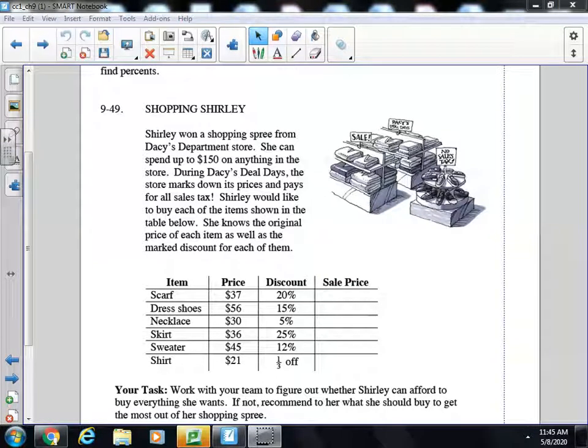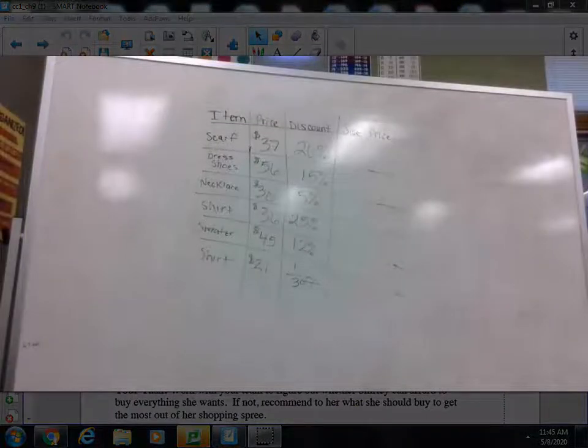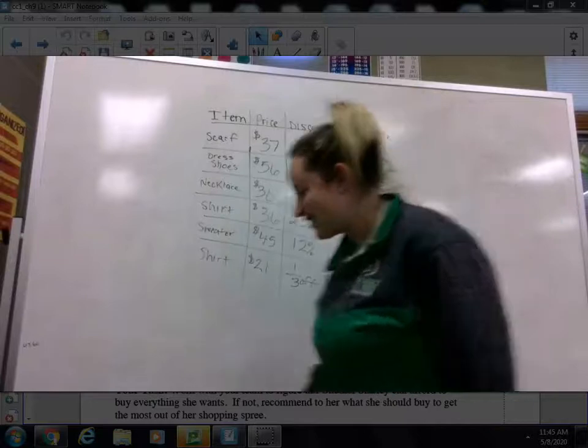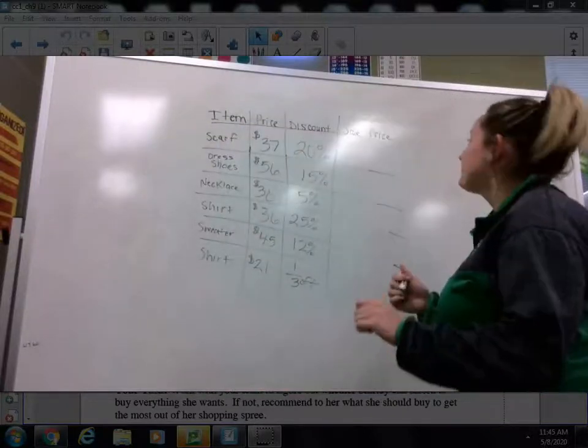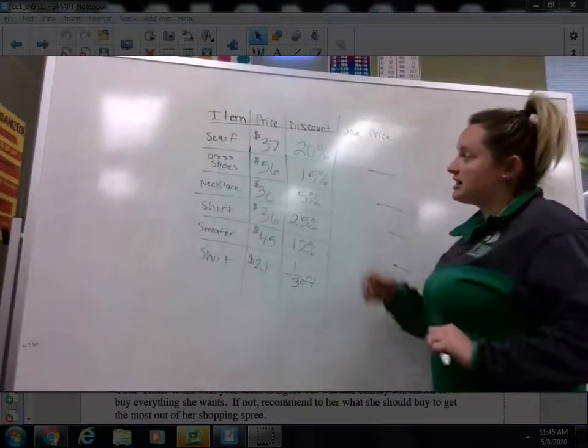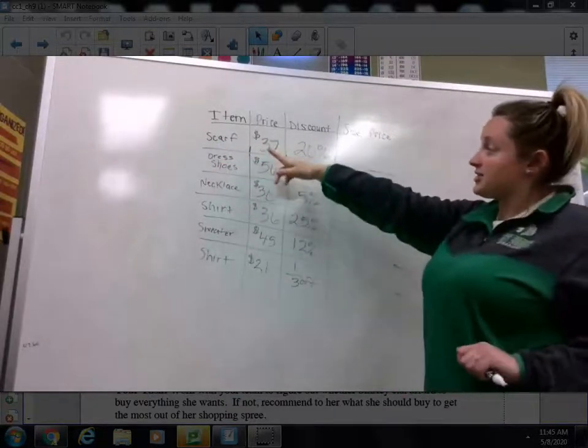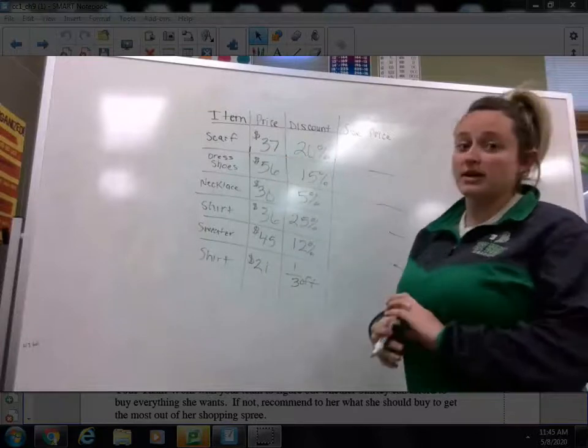All right, so now that you've unpaused the video, you guys should have your table drawn in your notes. We're going to go ahead and talk through the first couple examples here. All right, so the way I would find the sale price is I'm going to do the scarf, for example. The whole price is $37, but our discount is 20%.